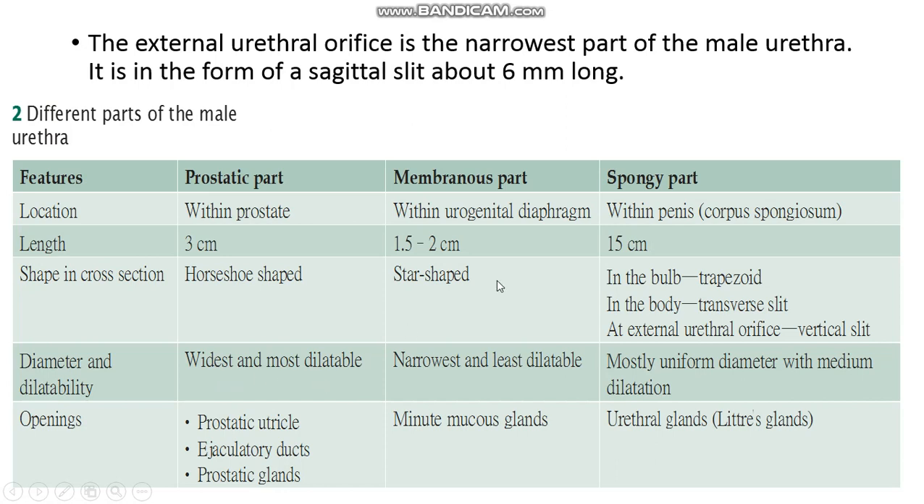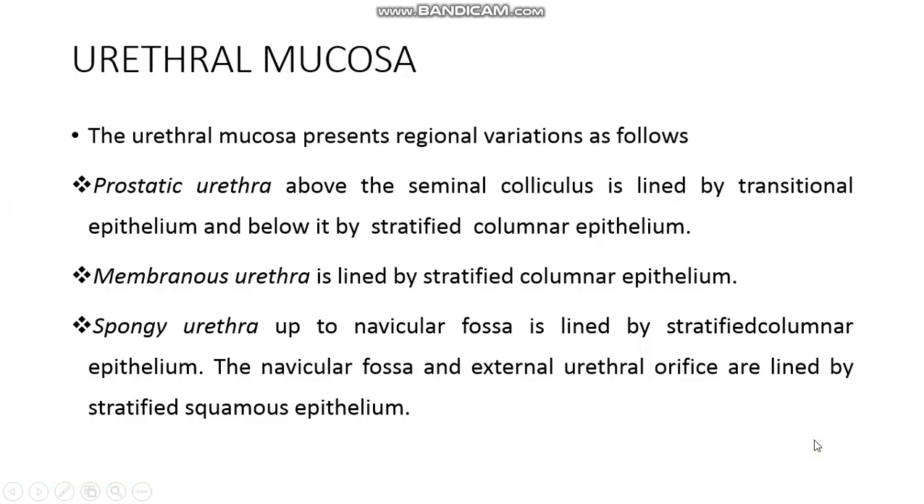Then diameter and dilatability, prostatic part is the widest and most dilatable part, membranous part is the narrowest and least dilatable part, then spongy part is mostly uniform diameter with medium dilatation. Then regarding openings of the different parts, for prostatic part the important openings are prostatic utricle, ejaculatory ducts and prostatic glands. For membranous part, minute mucus glands are present. Then for spongy part, urethral glands or Litter's glands are present.